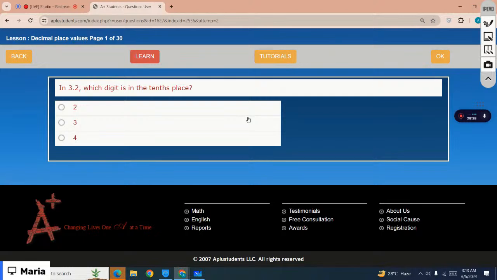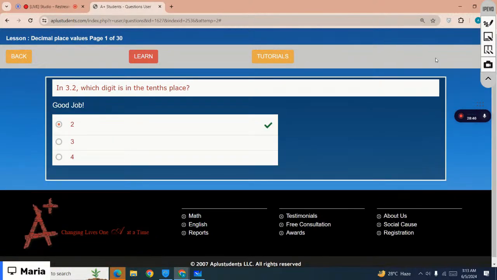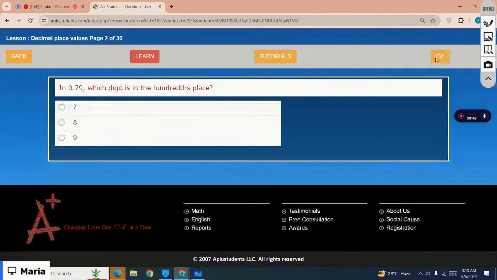The correct option is yes, 2 is the digit that is at the 10th place. 3 is at the ones and 2 is at the 10th place. In 0.79, which digit is at the 100th place, which is the correct option?